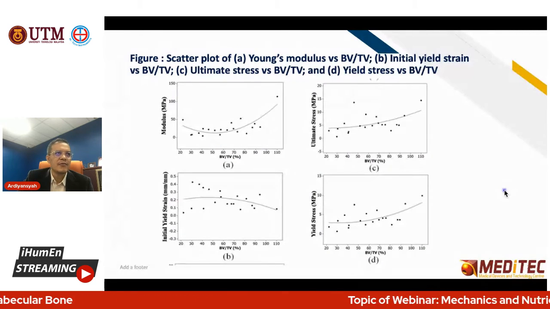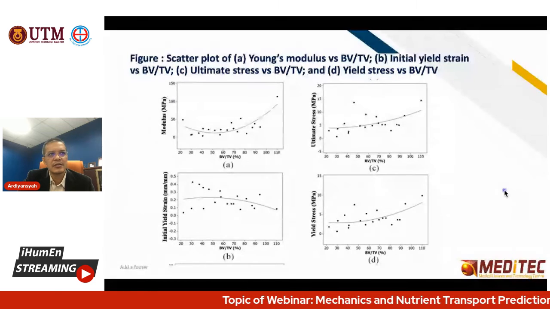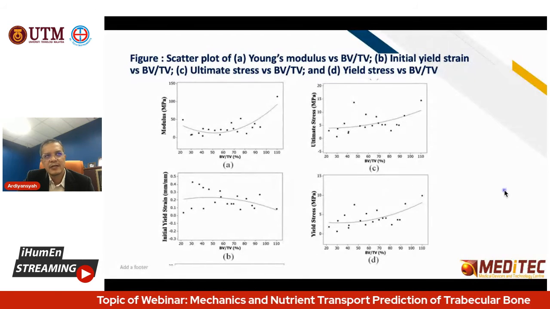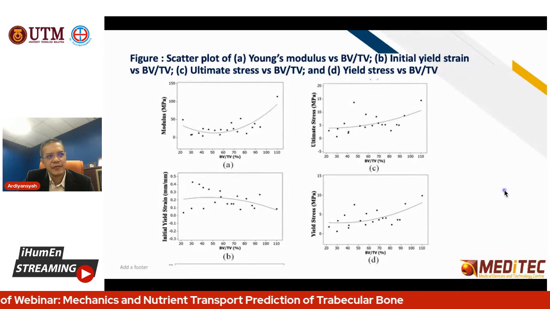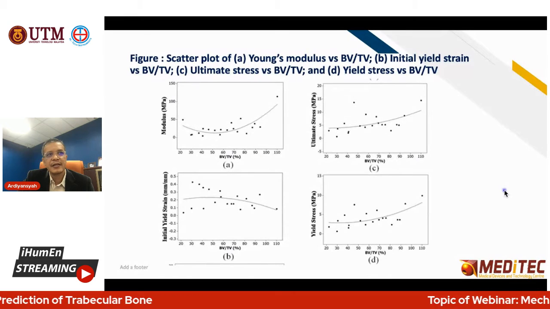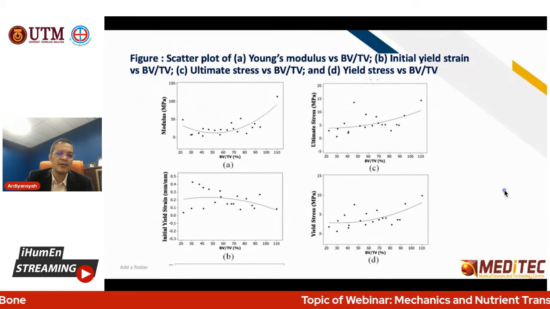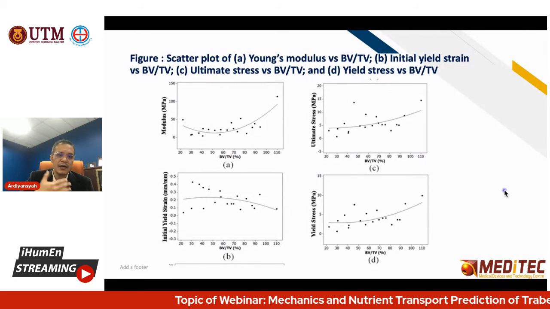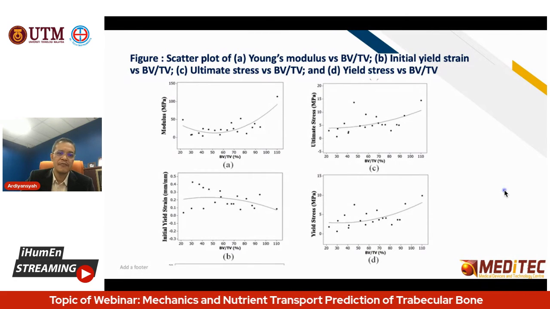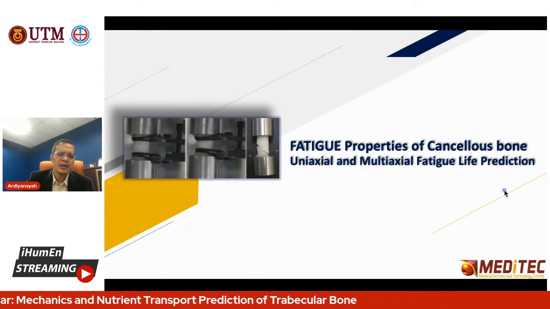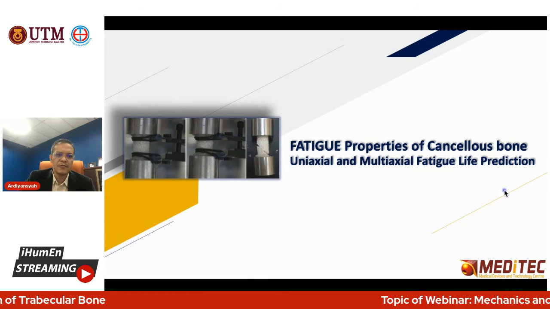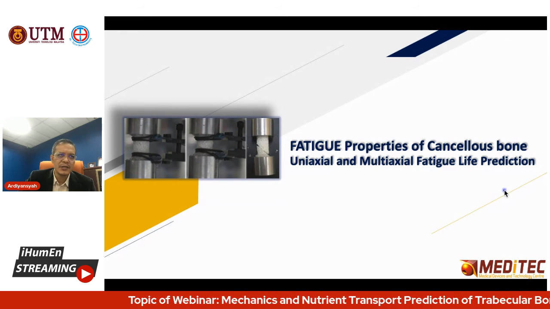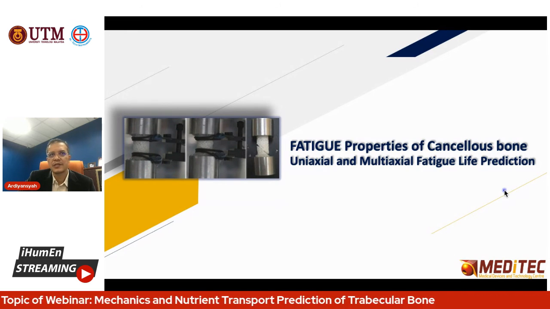Let's say we can see here the modulus correlation with the volume fraction, ultimate strength with the volume fraction, initial yield strain with the volume fraction, and the yield stress with the volume fraction. But before this, we checked which microarchitecture parameter affects the properties of the cancellous bone. Okay, and we know the mechanical properties. There are static properties, which I presented first, then second is the fatigue properties of the cancellous bone.